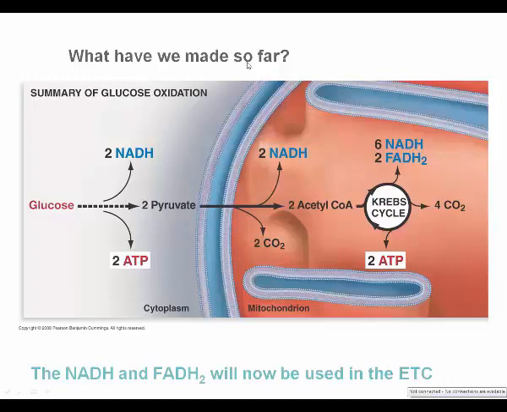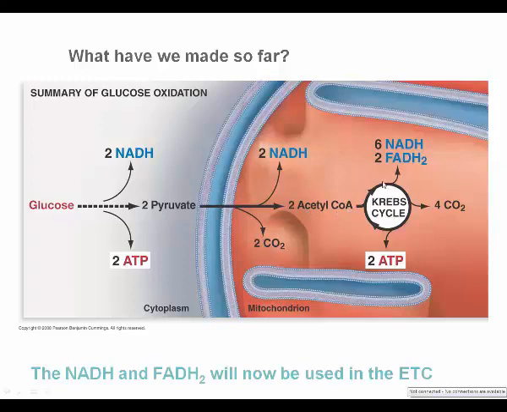So let's first summarize what we've done so far. In glycolysis, we made some ATP which could be used by the cell. We also made NADH. In pyruvate oxidation, we made NADH, and we also produced some of our byproduct CO2. So two of the carbons that used to be part of glucose are now in CO2.